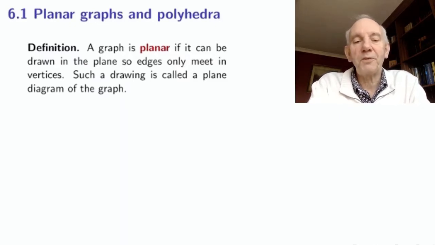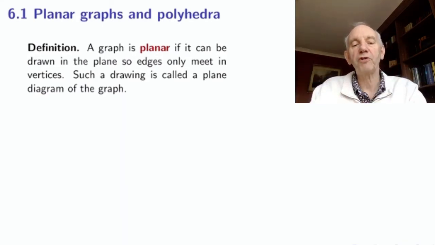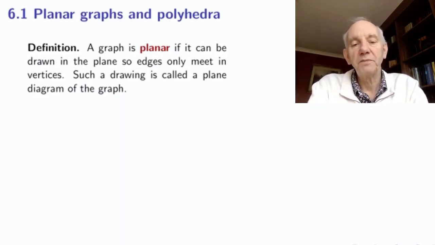So this week's work is based around the concept of planar graphs. Let me go straight into the definition. We have come across this before, but a graph is said to be planar if it can be drawn in such a way that edges only intersect in vertices. There are no unauthorized crossings of edges.